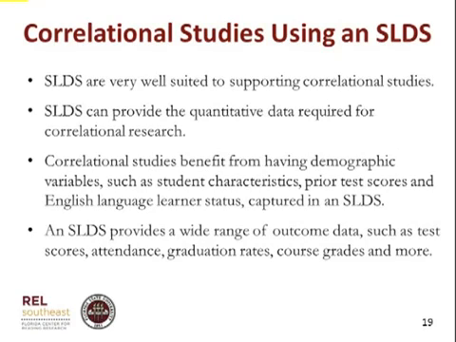An SLDS can be a very good source of data for correlational studies. The SLDS not only has the outcome of interest, such as test scores and attendance, but also the demographic information such as race, ethnicity, or gender that researchers often want to include in their analyses. Additionally, an SLDS may provide information about teachers, school administrators, and other staff that can be used in correlational analyses.